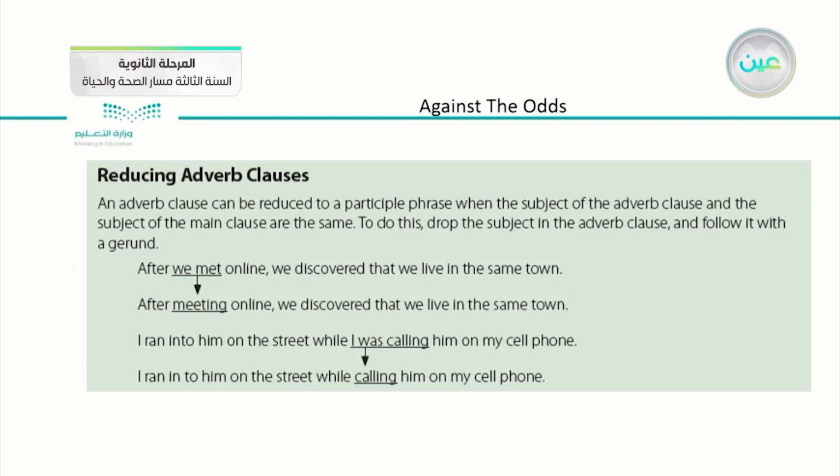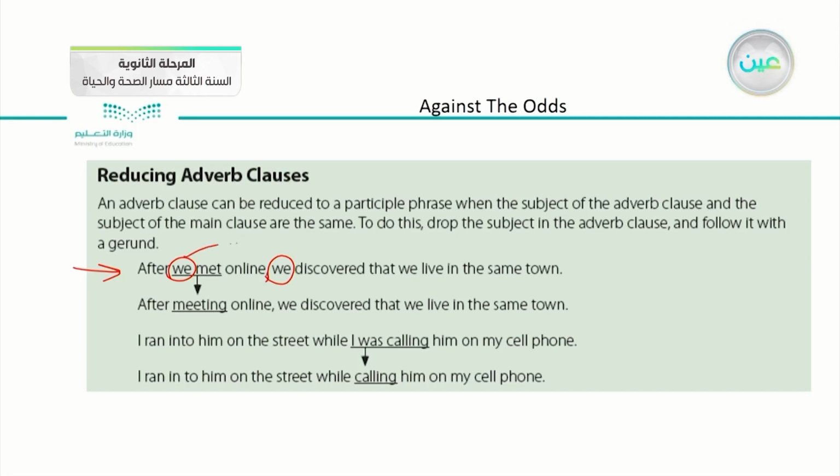As you can see here in the first sentence, after we met online, we have the word we, then comma, we discovered that we live in the same town. We use the word we one more time. We are trying in reducing the adverb clause to make the sentence shorter and also meaningful. An adverb clause can be reduced to a participle phrase when the subject of the adverb clause and the subject of the main clause are the same.